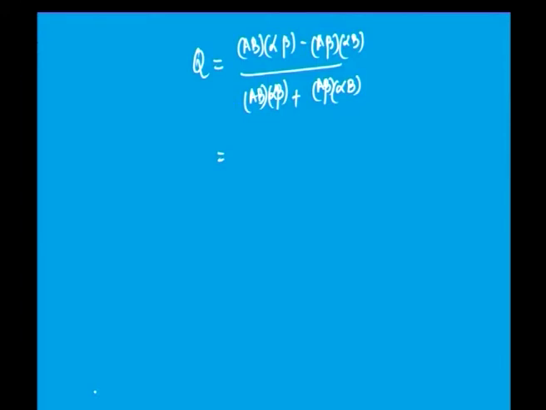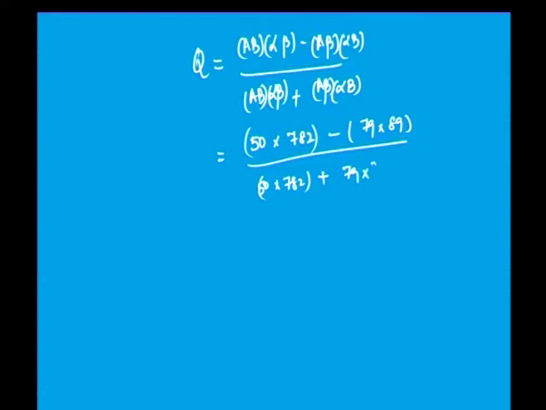Okay. So, 50 into alpha beta which is 782, minus A beta value 79 into 89, divided by 50 into 782 plus 79 into 89.